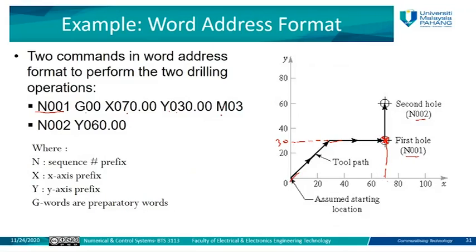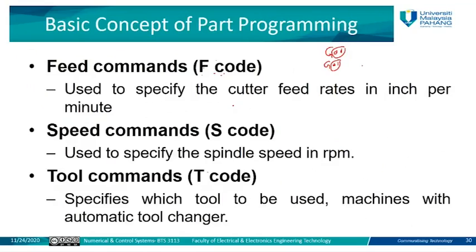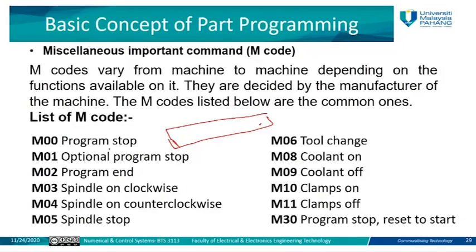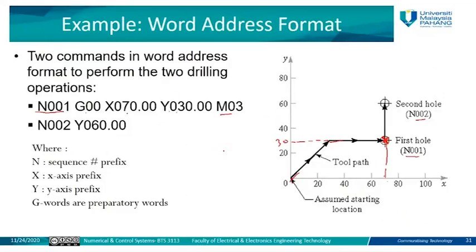Then what do we mean by M03 here? If you go back here, M03 is spindle on clockwise. So when the spindle is on in clockwise, that means the spindle will rotate in this direction, clockwise. Okay, so when the spindle at this point moves in the clockwise direction, it will make a hole at this point.